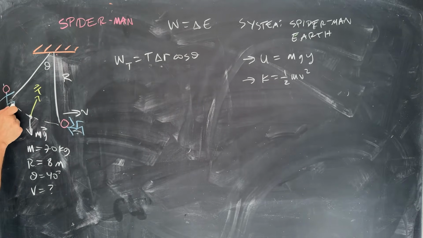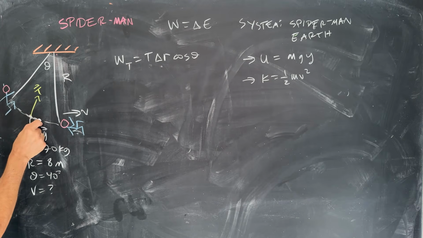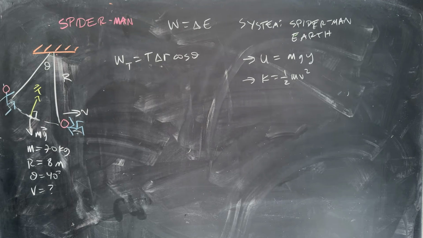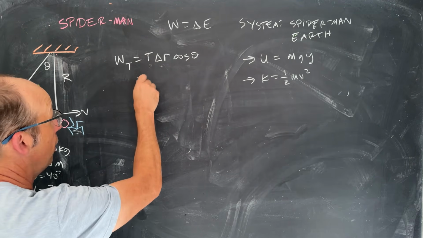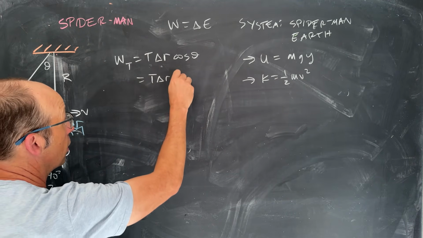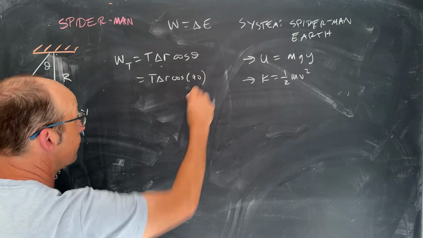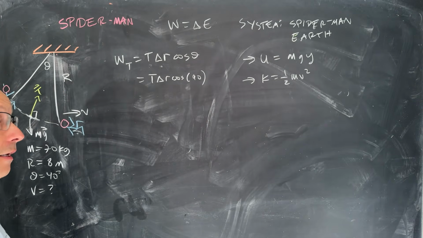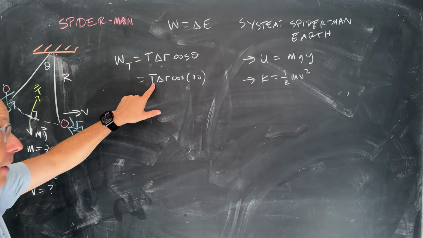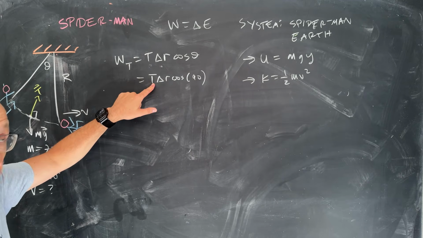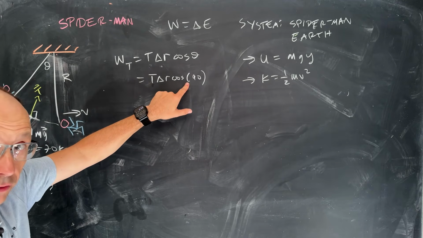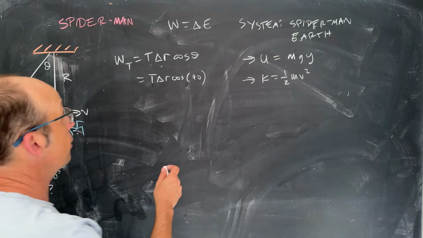Now look right here. No matter where he is on the swinging path, the displacement is this way, the tension is that way. They're always at a 90-degree angle. So this is T delta R cosine of 90. What's the cosine of 90? 0. So it doesn't matter that T changes. It does change. Because they're perpendicular, it does no work. So the work done is 0.